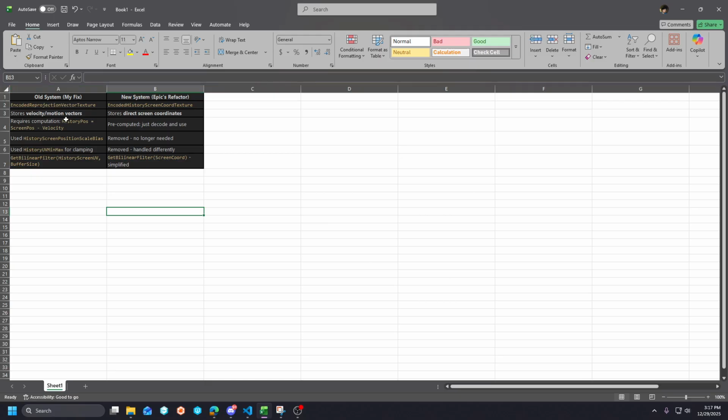So this is my old system, my fix, which is a fallback that uses encoded reprojection vector texture. The new system, which Epic refactored, is using encoded history scene coordinate texture, which is a different type of keeping up with velocity and motion vectors. It's basically sampling the direct scene coordinates. It also has moved away from this history position, screen position minus velocity function that they were using, and they have this pre-computed decode and use method that they're going to be using going forward. It looks like also there's no longer a need for the history screen position scale bias function. Again, the fallback path used that. It's fully removed. So what this likely means is that Vulkan SM5 Lumen is going to eventually go bye-bye as well.